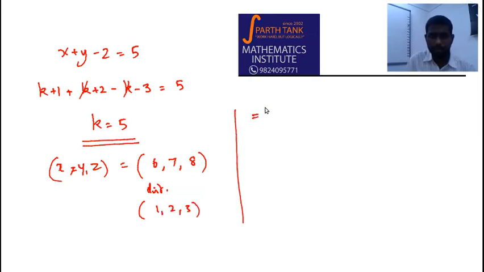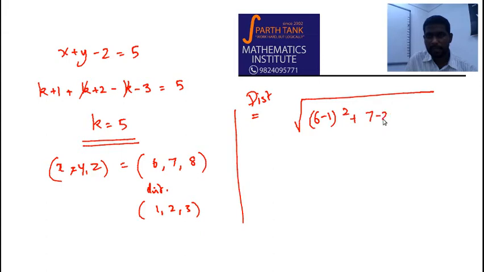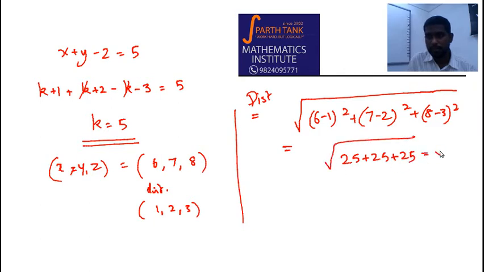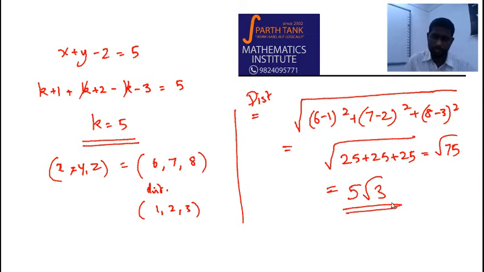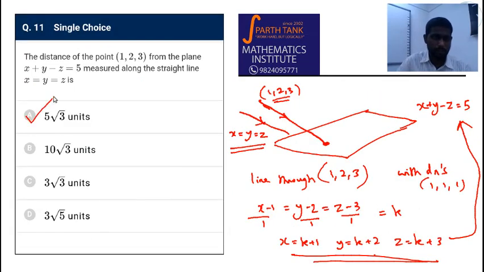So the distance is going to be the square root of (6 - 1) squared + (7 - 2) squared + (8 - 3) squared. This is 25 + 25 + 25 under root, which is root 75, or 5 root 3 units. So the answer is 5 root 3 units, option A. Very simple problem. Find the line through this point and parallel to this, find the point of intersection, and you are done.